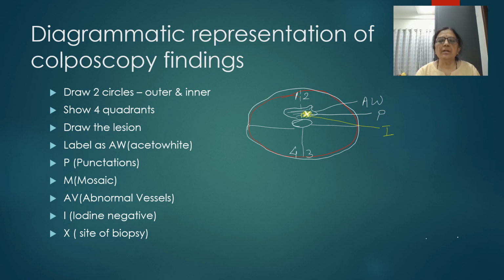So this is the correct documentation of abnormal findings: wherever the lesion is present, how much is the size, from which clockwise position the lesion is, with respect to the external os where the lesion is, which quadrants it is affecting, whether there are associated punctations or mosaics, whether abnormal vessels are there, where is the iodine negativity, and which is the site from which I plan to take the biopsy. That will be the complete diagrammatic documentation of our colposcopy.